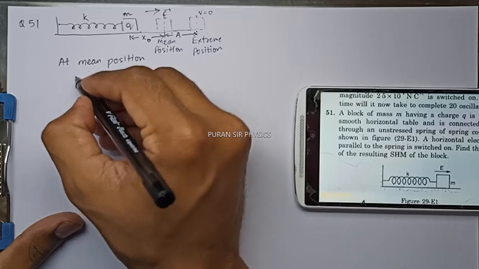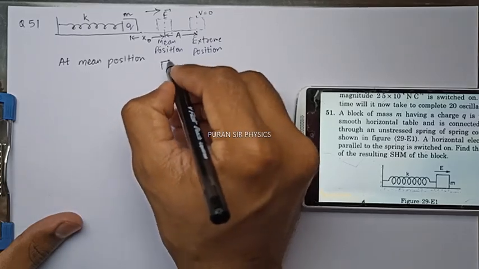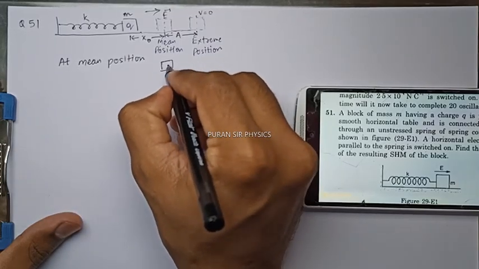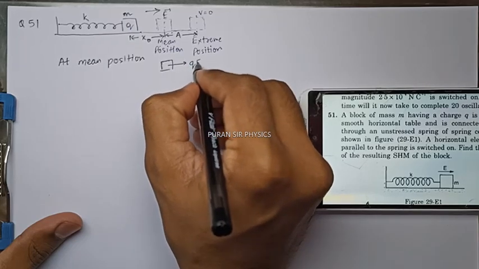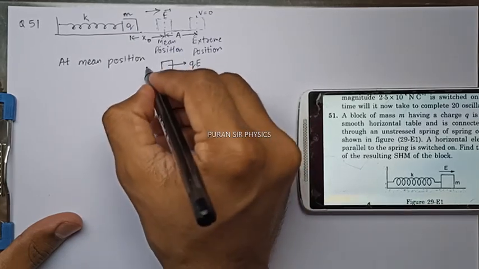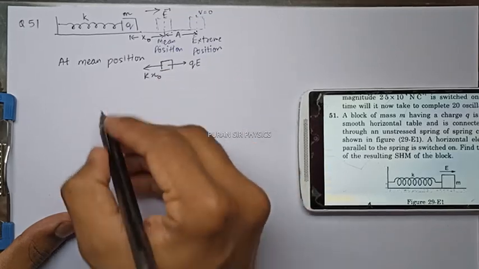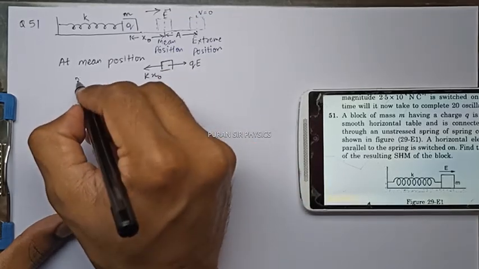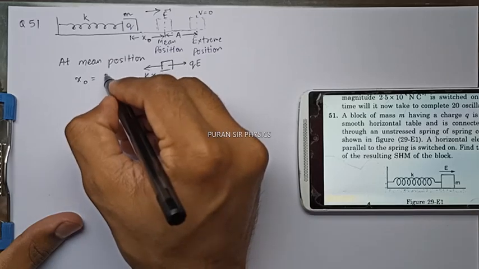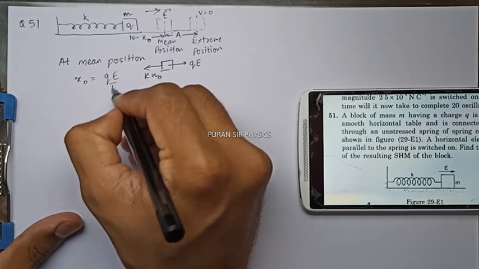So at mean position, the FBD will be something like this. There will be a QE force in the right direction and the spring force in the left direction, which is equal to kx0. So if we balance this, we get x0 equals QE by K.